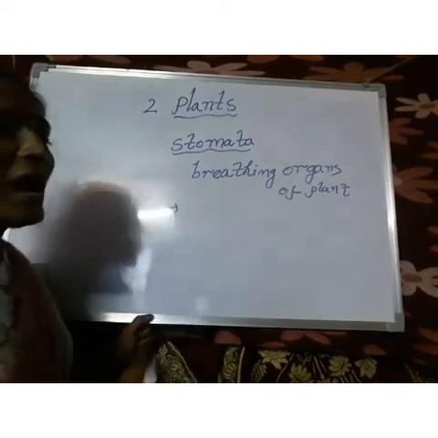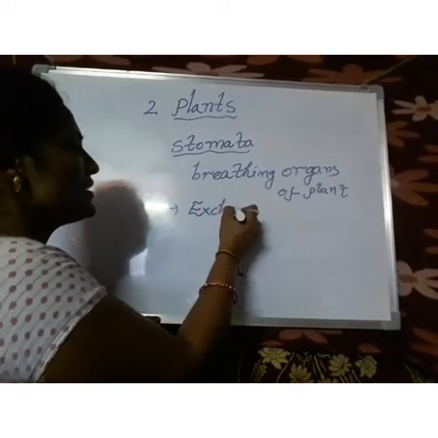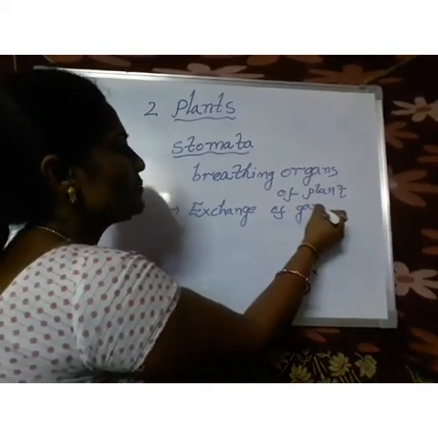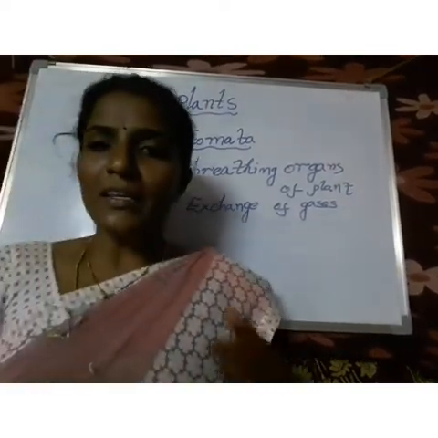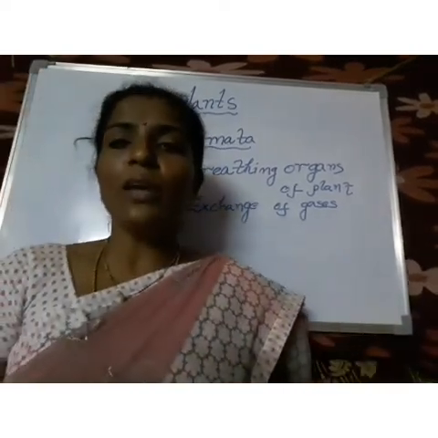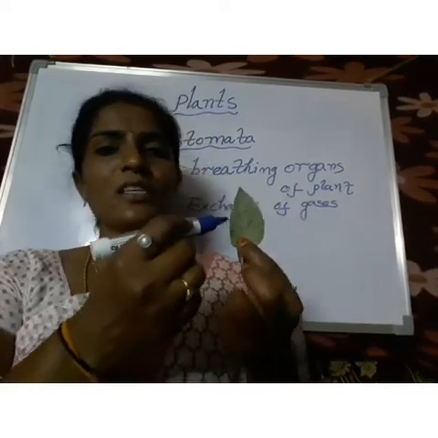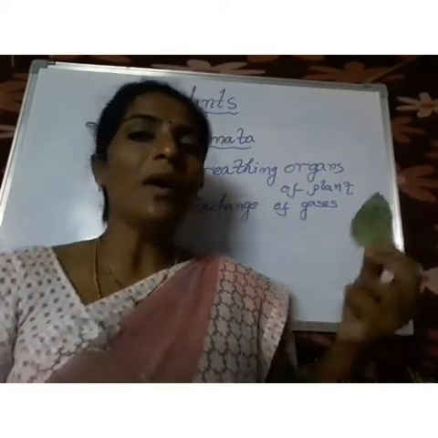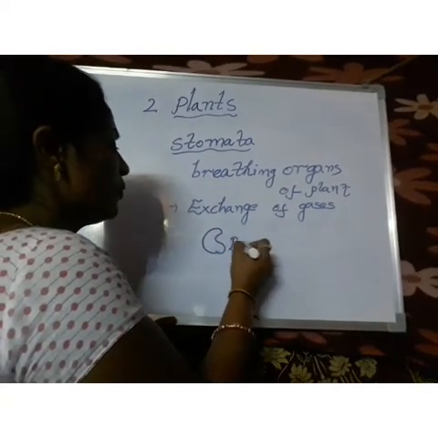And also the exchange of gases can take place in the leaf only, because these stomata can take in the air and release the air for the plants. Where can we find these stomata? On the back side of the leaf we can see the stomata, and if you observe these stomata under the microscope, they are bean shaped.